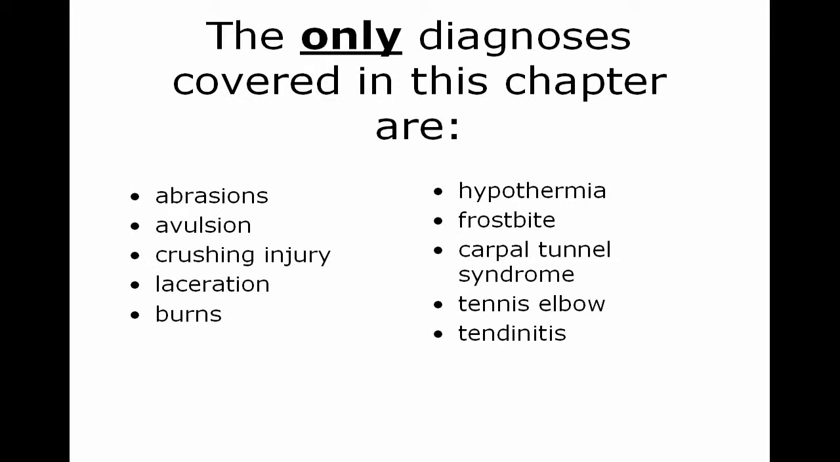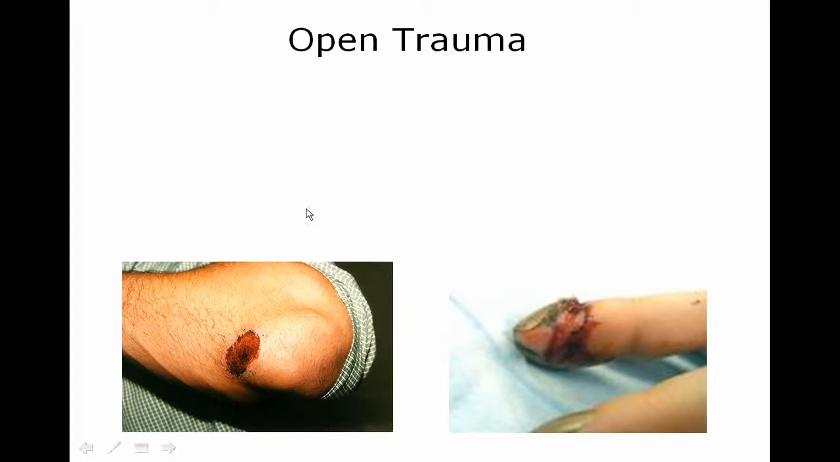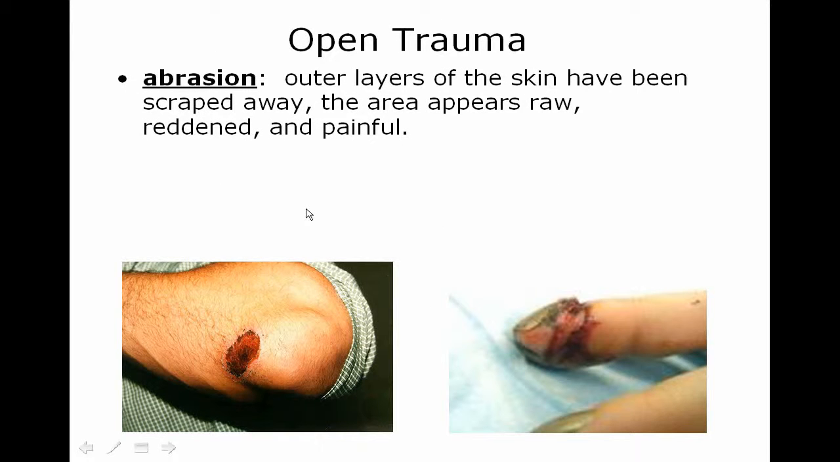Open trauma may involve only the skin surface, or it may extend to the soft tissue and structures far below the skin. And we're going to start with the very most superficial injuries like abrasions, and then talk about the more serious. Abrasion, just the outer layer of the skin has been scraped away. Very minor. Appears raw, reddened, and painful.